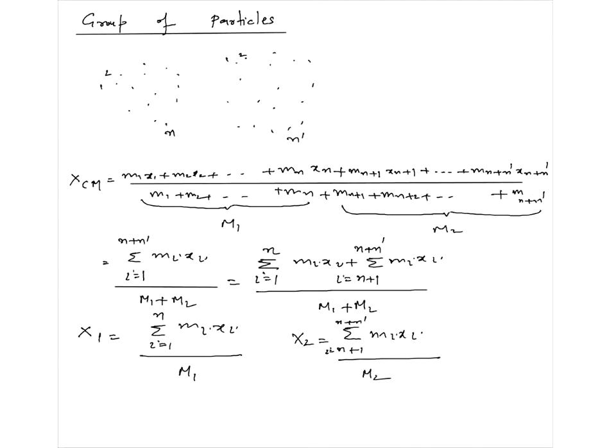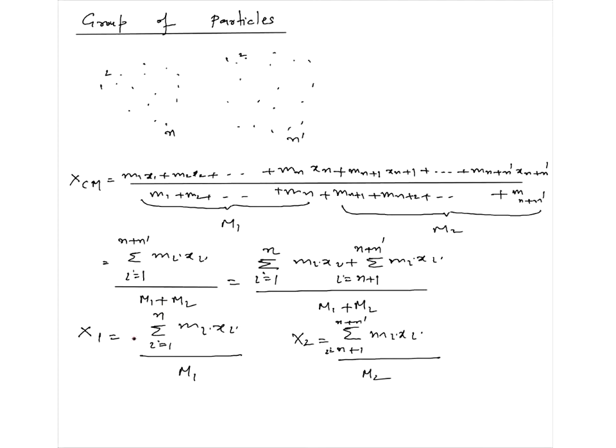First, we considered the whole of them as having center of mass, x coordinate of it as xc, whole. Then left cluster alone, x1, right cluster alone, x2. We are discussing the x coordinate. Likewise, we can extend our discussion to y coordinate and z coordinate.